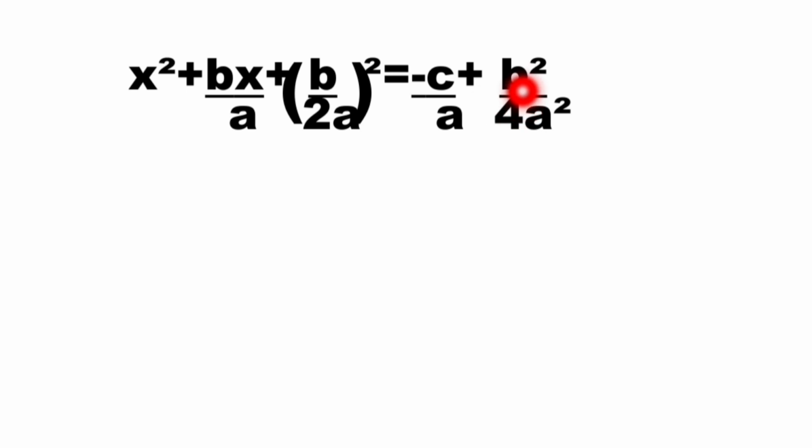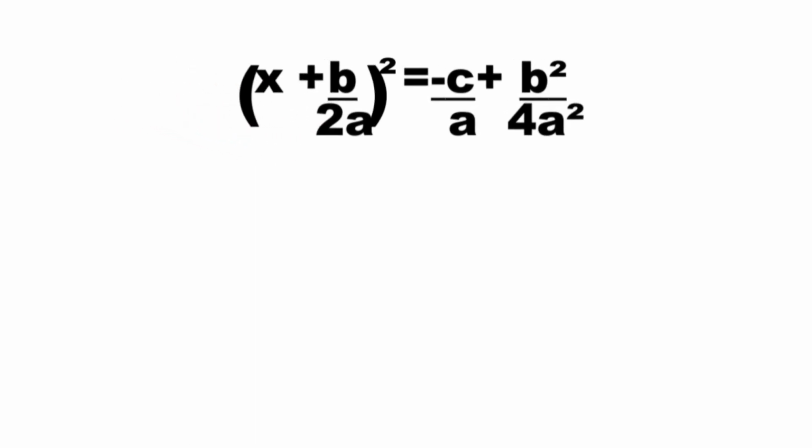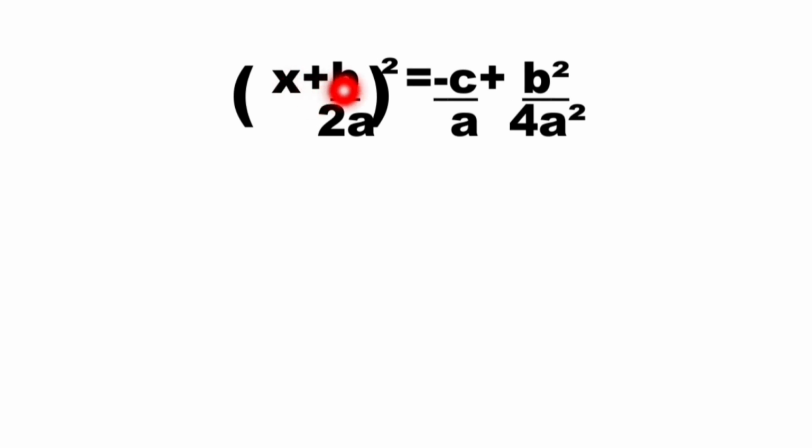We have b squared over the square of 2a, which is 4a squared. The square of b is b squared. Notice here that the left side of the equation is now a perfect square, so we can factor this as x plus b over 2a squared equals negative c over a plus b squared over 4a squared.